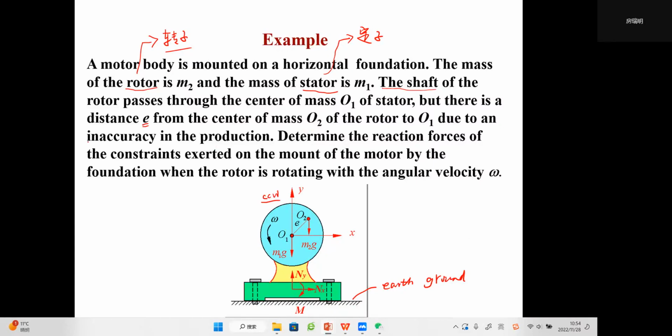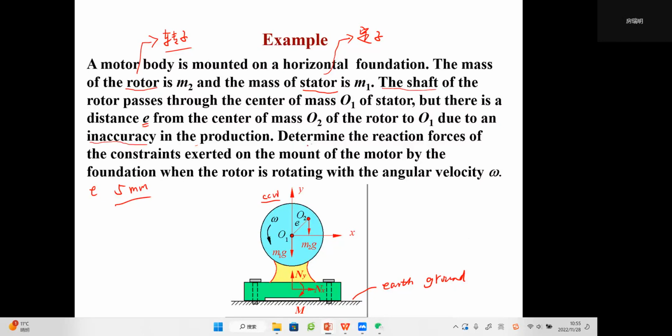Due to an inaccuracy in the production. Production here means manufacturing or fabrication. So when they made this whole system, maybe there was inaccuracy. So in many cases, this e is very small, maybe just 5 millimeters, you know? It's a very small value, but when the omega is high enough, it will produce very bad forces. So we are going to try to analyze this.